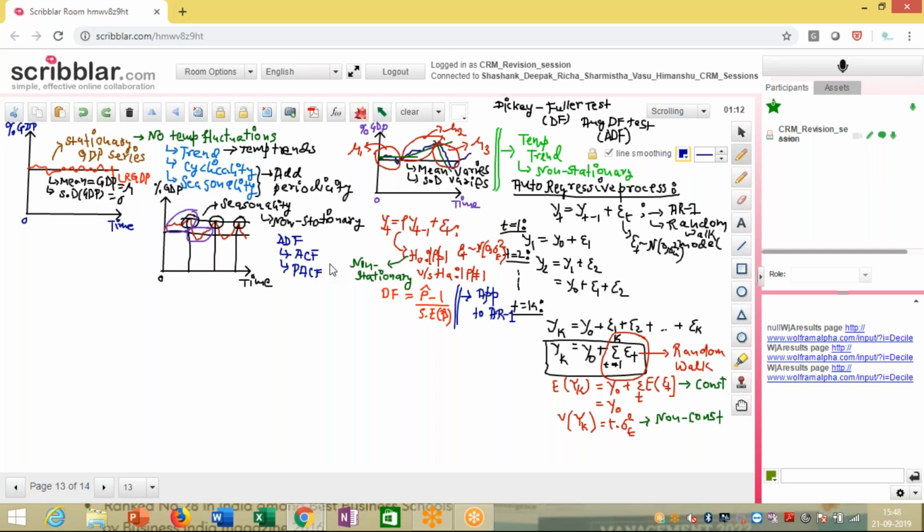So till then, just go through these concepts that we have discussed. Next, I'll talk about what ACF and PACF are, and then we'll see how we can deploy these in SAS.